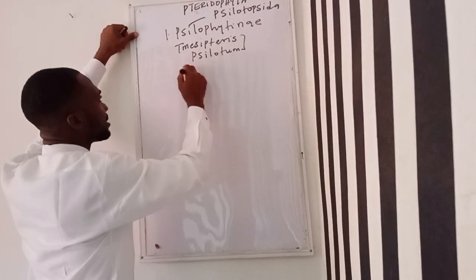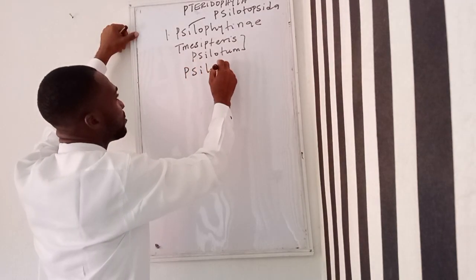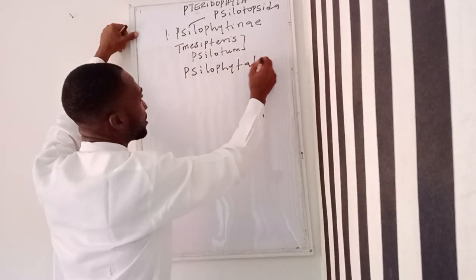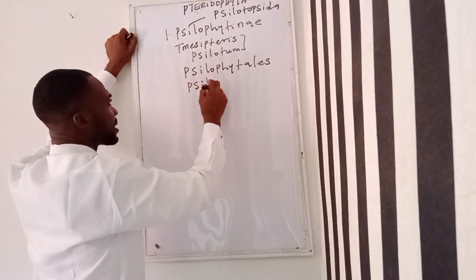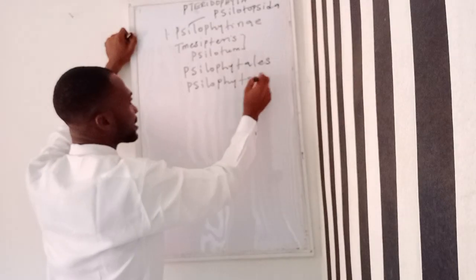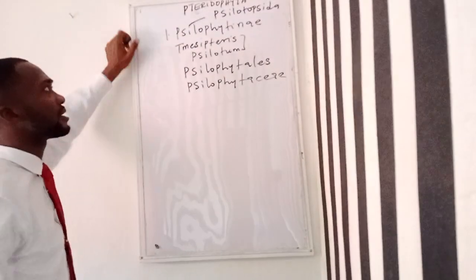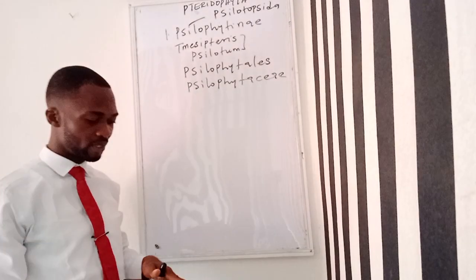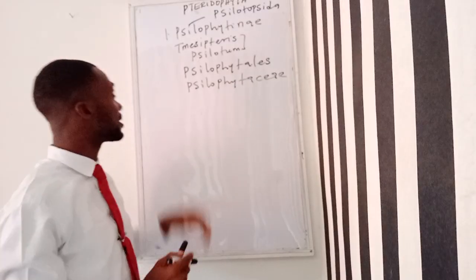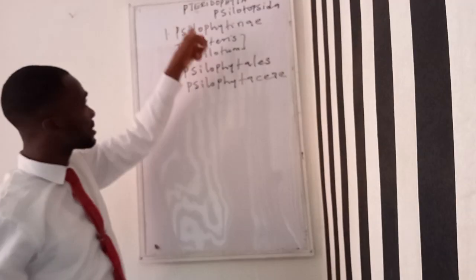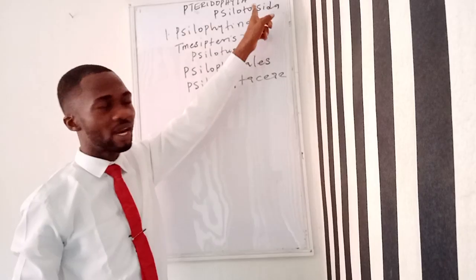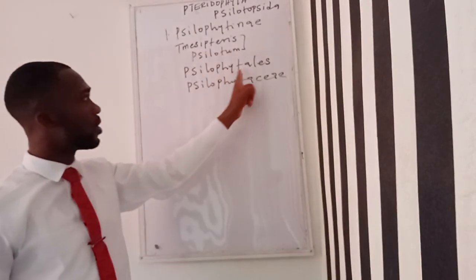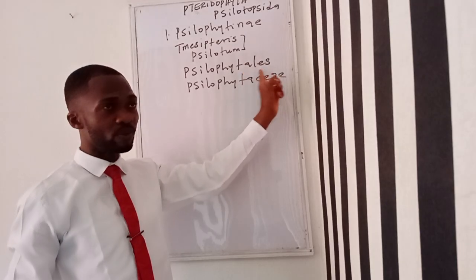Then the other is Psilophyteus, and then one called Psilophytaceae. So let's go back to them again. The first one, like I said, is the class. The class is called Psilophytinae, or Psilotopsida. This is a class. Then the order is Psilophyteus.